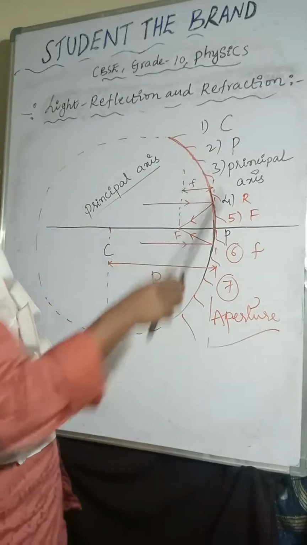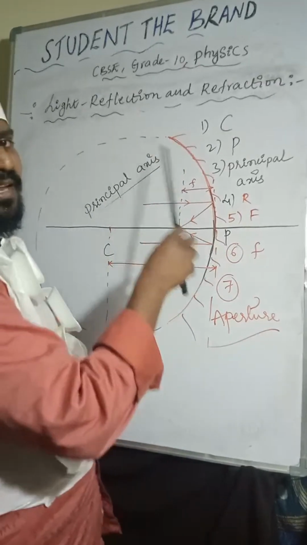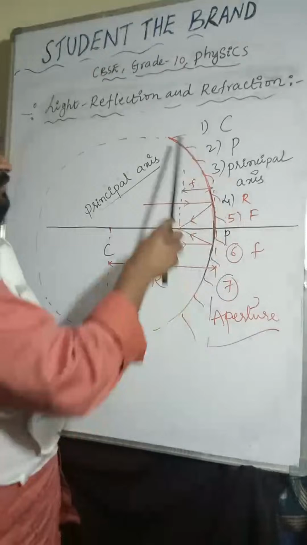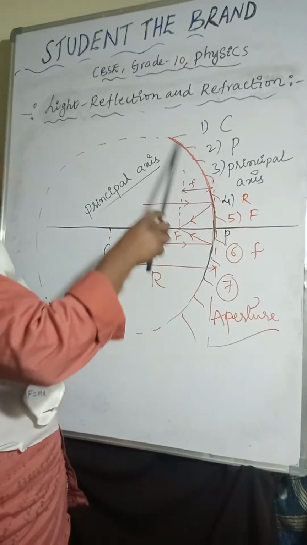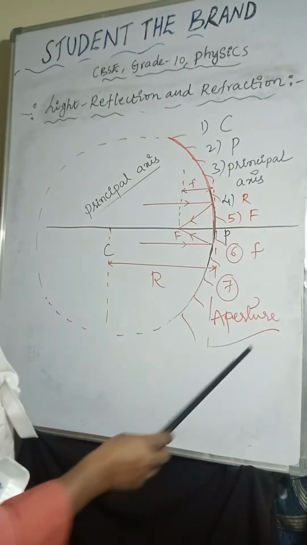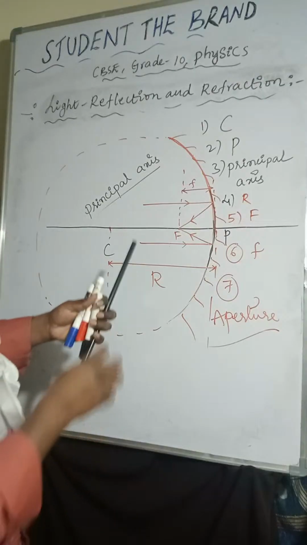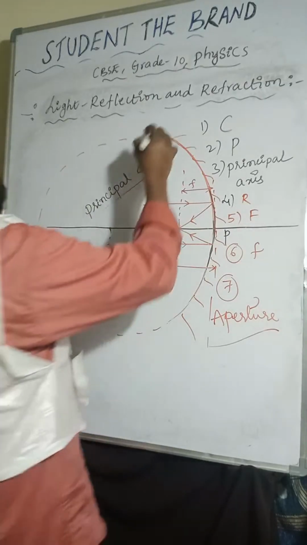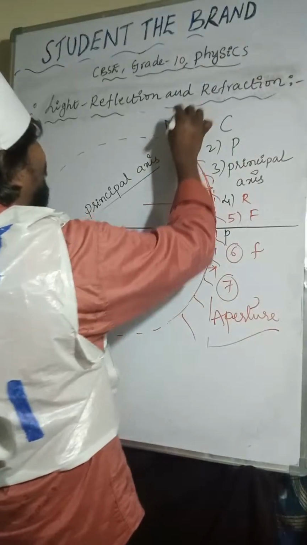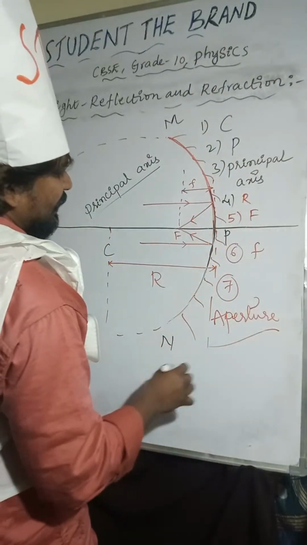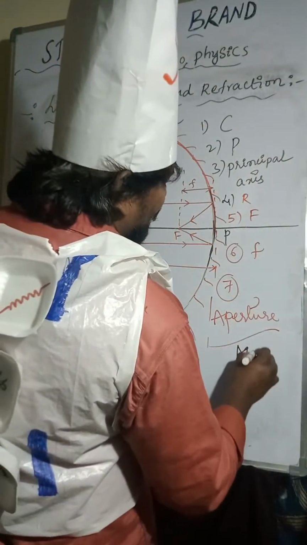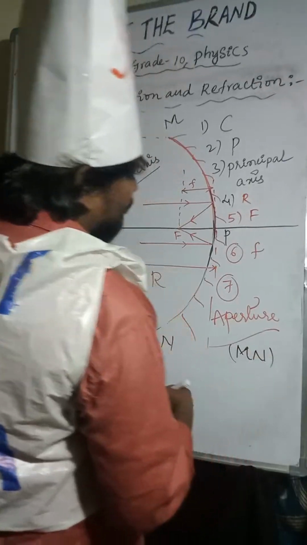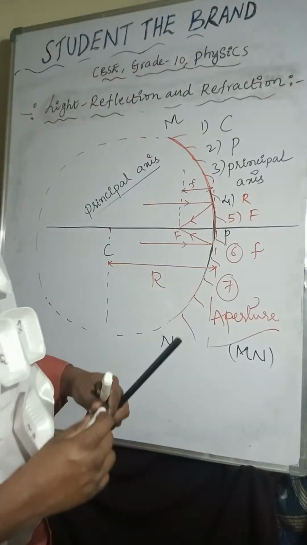Aperture. The width of the mirror's reflecting surface is called the aperture. So this is the reflecting surface, and this surface is called the aperture. We can denote it with M and N.